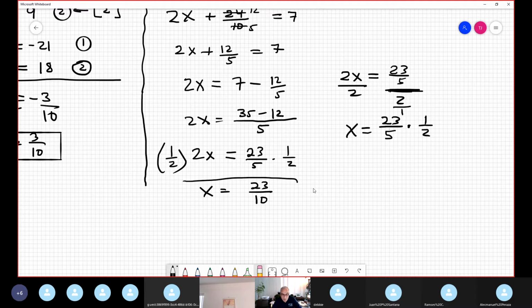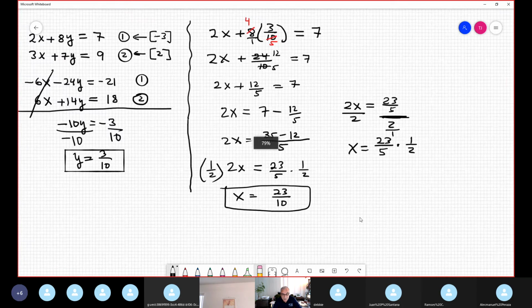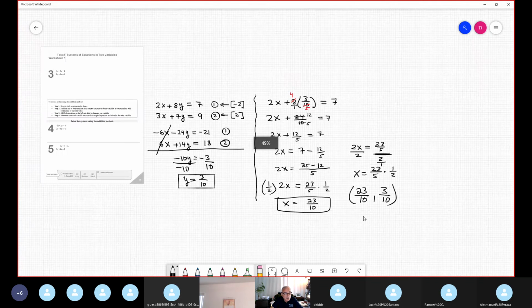So the answer for that problem is 23 over 10, comma 3 over 10. Oof, too much manipulation of the fraction.